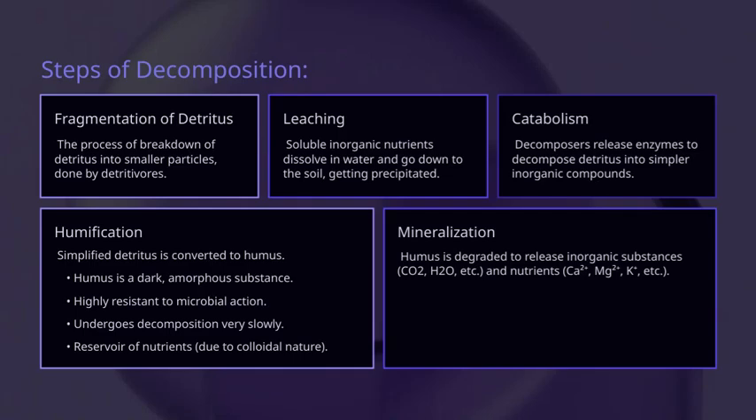Decomposers play a crucial role in breaking down detritus by releasing enzymes that decompose organic material into simpler inorganic compounds. This process, known as catabolism, involves the breakdown of complex organic substances into basic inorganic nutrients. One key product of this process is humus, which is degraded further to release essential inorganic substances like carbon dioxide, water, and nutrients such as calcium, magnesium, and potassium. Humus acts as a reservoir of nutrients because of its colloidal nature, meaning it can hold onto nutrients and release them slowly over time. This slow decomposition process is called mineralization.